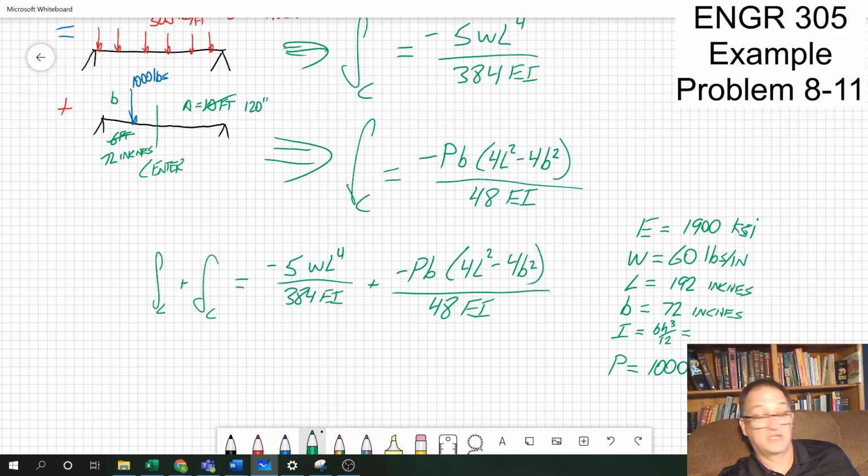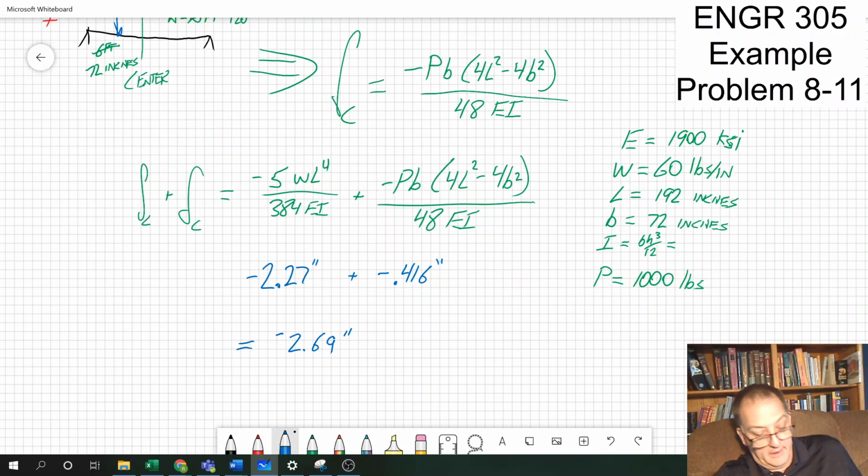Calculator work, so you guys get to pause. There you go. I calculated the first one, I got 2.27 inches. I calculate the next one, I get minus 7/16 of an inch. Okay, a little less than that. Minus 0.416 for a total of about 2.7 inches down.